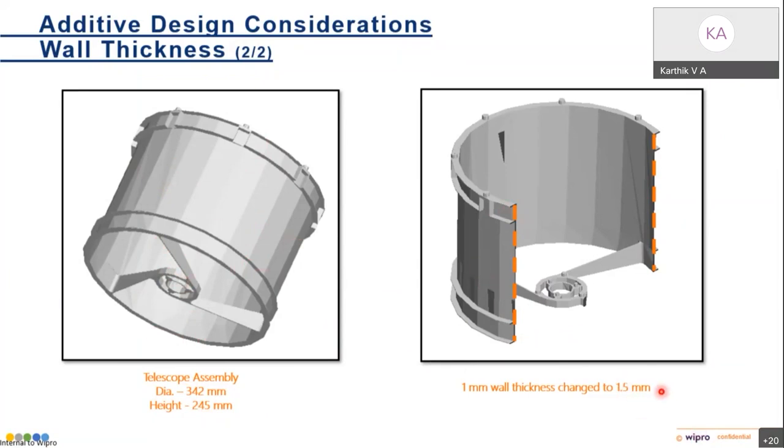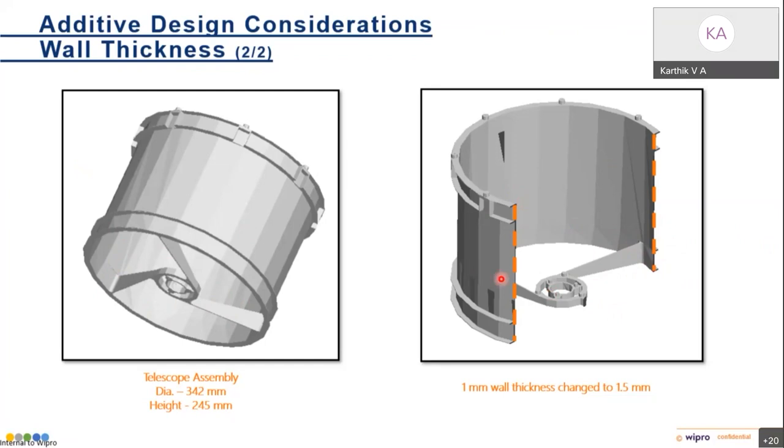1.5 mm. There we have increased the amount of raw material being utilized, and we have also increased the cost of production. But this internal component, which was conventionally fabricated with some other technique and then welded onto this telescope assembly, was now made monolithic. So we have reduced the lead time and the cost of fabricating this separately, the cost of welding, and the defects and imperfections that come with welding. All these have been reduced.